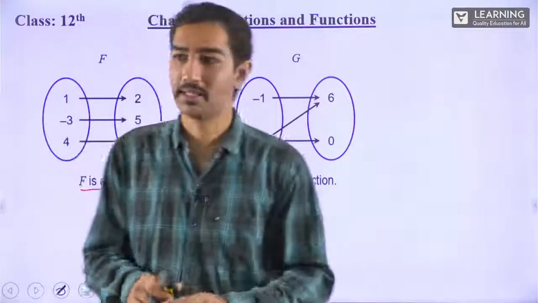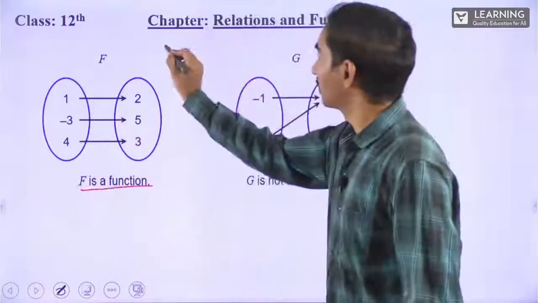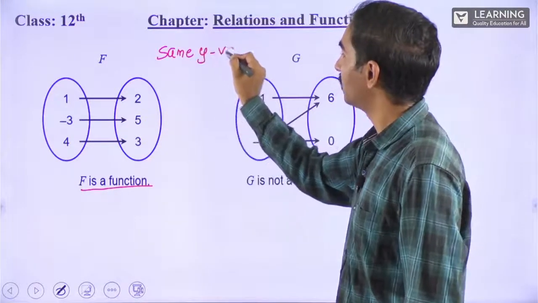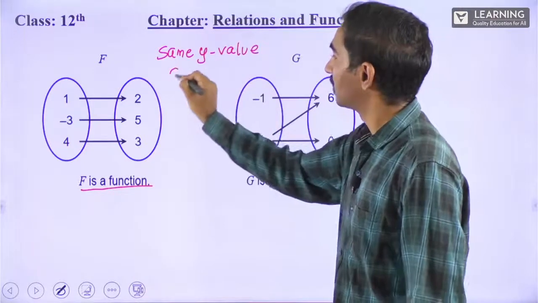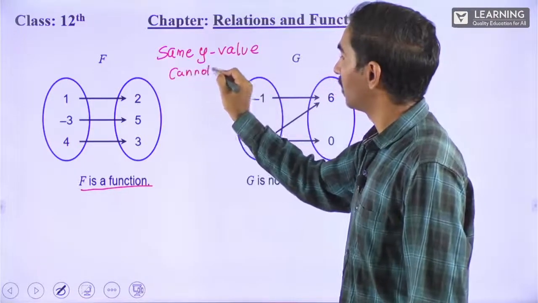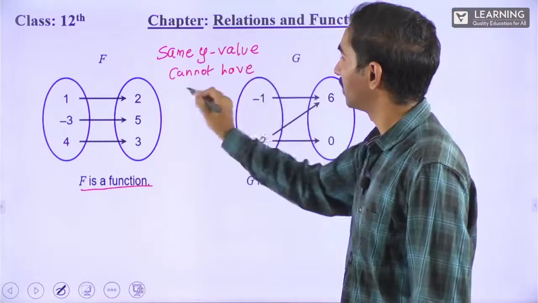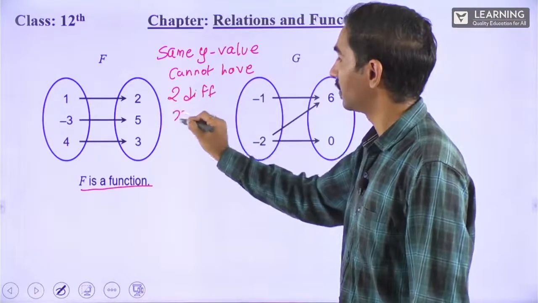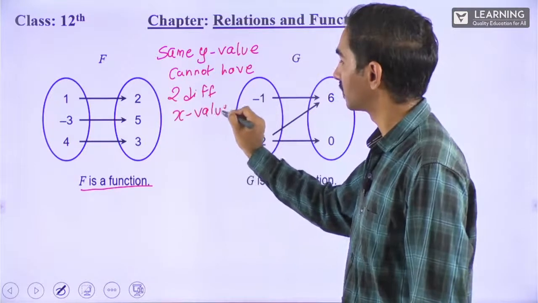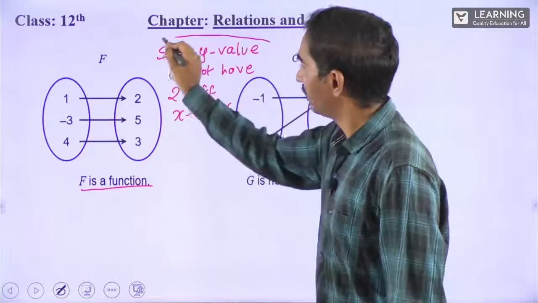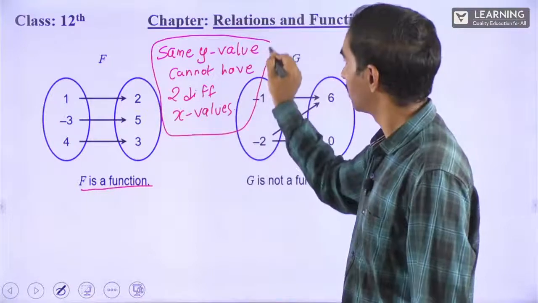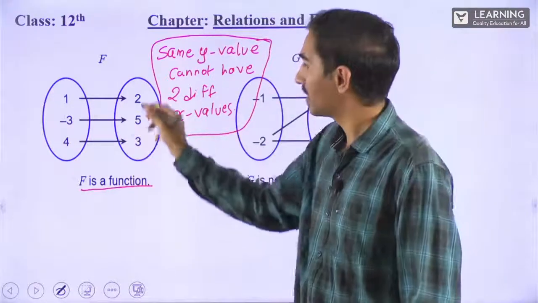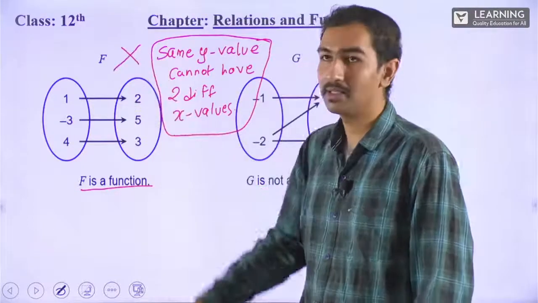Let me just summarize this. Same y value cannot have two different x values. If you see this in a given relation, you must consider it as not a function.